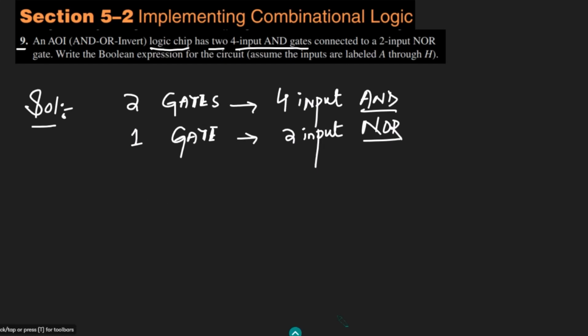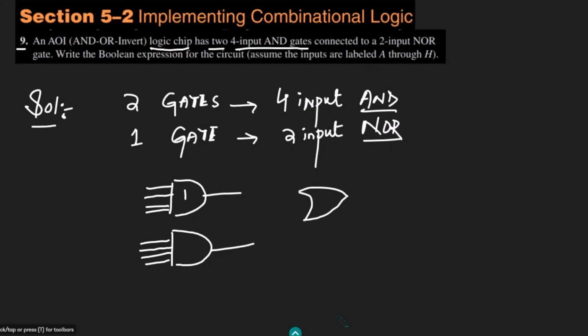Let me first draw the circuit for it. The 4 input AND gates are 2, so let me first draw them. This is the first AND gate, this is the second AND gate, and as we know each gate has 4 inputs, so there are 2 gates and each has 4 inputs and 2 outputs. So here we have these 2 gates, 1 and 2, and similarly a single NOR gate which has 2 inputs. This is basically a NOR gate, at the output of it is a bubble and it has these 2 inputs. So let me connect them.